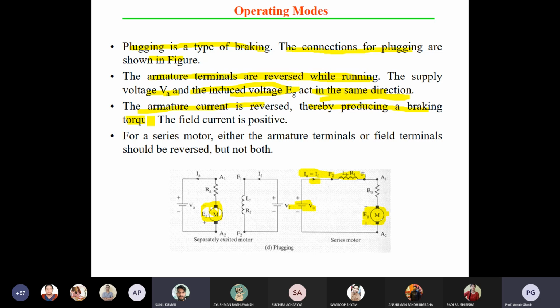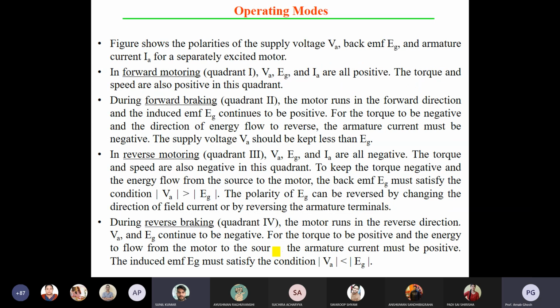You will get the braking torque, and the field current is positive. For the series motor, either the armature terminal or the field terminal should be reversed, but not both. If you reverse both, then what happens? Again it will rotate just like in motoring conditions. So only one of them should be changed. If you change both, it will again be like a motor. I hope you are getting my points. If you are facing any difficulties or confusion, please let me know and I will discuss again. So plugging operation, I think you are able to understand.